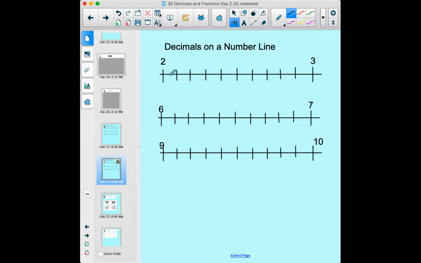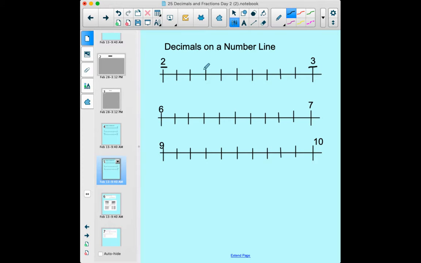Today we talked about decimal number lines. In particular, what is in between whole numbers on a number line. This first number line starts with the number 2. The number 2 is a whole number. When we learn how to count in pre-K or kindergarten, we know that 3 comes after 2. But there are decimals in between these two whole numbers.